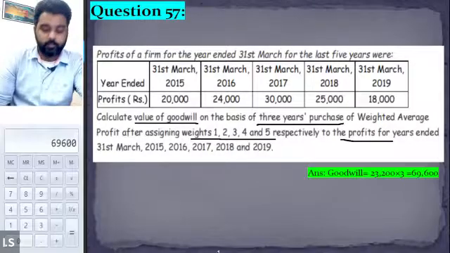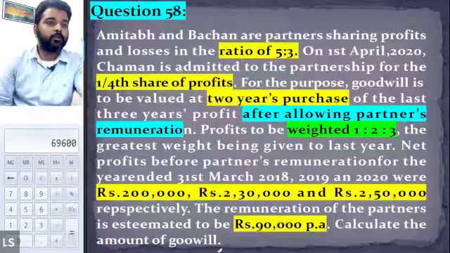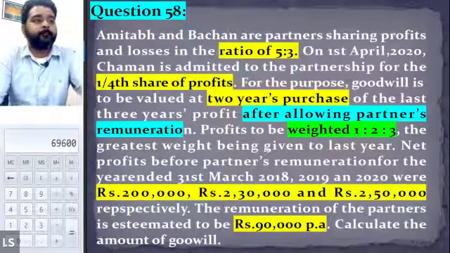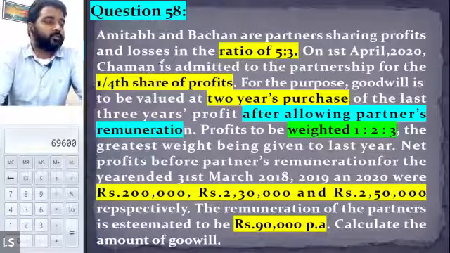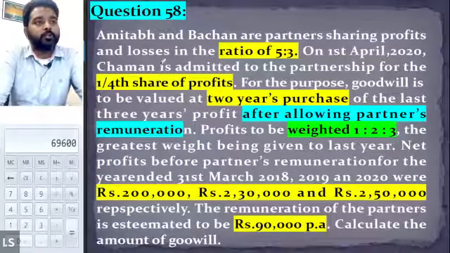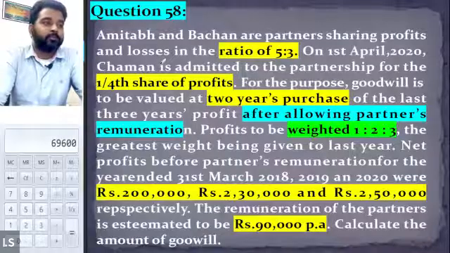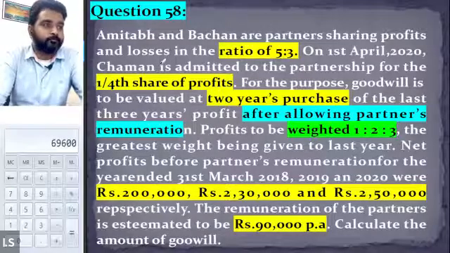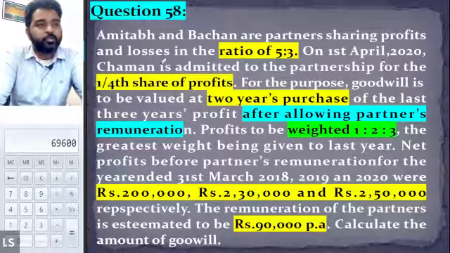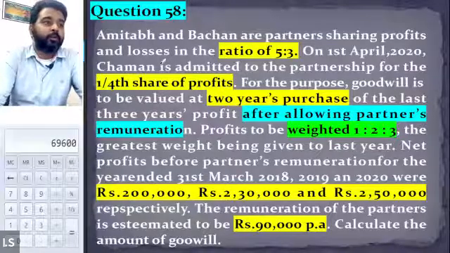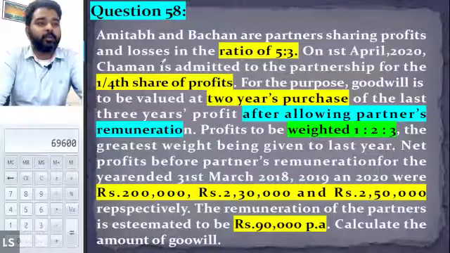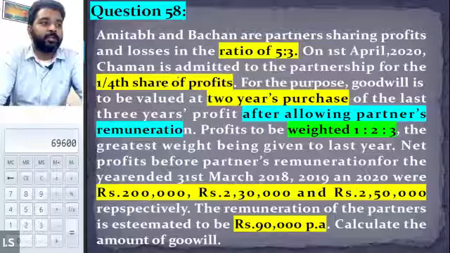Question number 58. Let's see what this question is saying. Amitabh and Bachchan are partners sharing profit and losses in the ratio of 5:3. So there are two partners, Amitabh and Bachchan. Ratio of sharing the profit and loss is given in the question, that is 5:3. On 1st of April 2020, Chaman is admitted to the partnership. So they are admitting one new partner for the 1/4 share in profit.